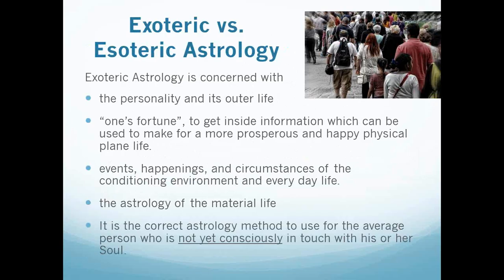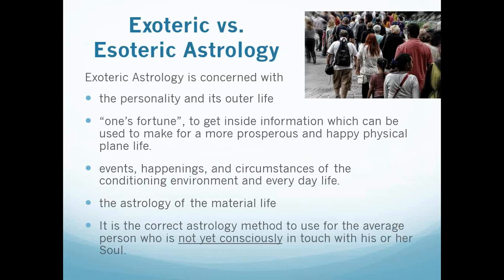So what is the difference between the two? The exoteric astrology, which I've just talked a little bit about, concerns the personality and its outer life. So, for example, people will want to know, when is a good time to marry? Is this a good time to sell my house? Am I going to find another partner? All those everyday kinds of concerns is what the exoteric astrologer deals with. Also with one's fortune, to get inside information which can be used to make for a more prosperous and happy physical plane life. And there's nothing wrong with this.